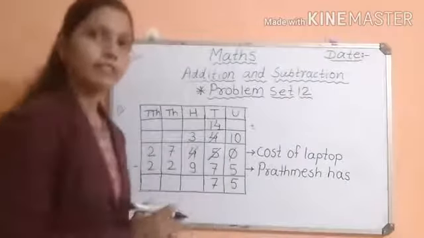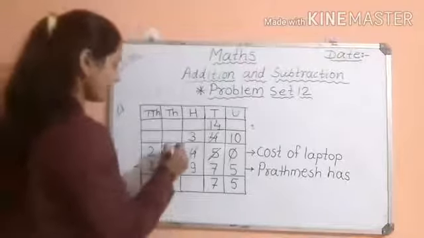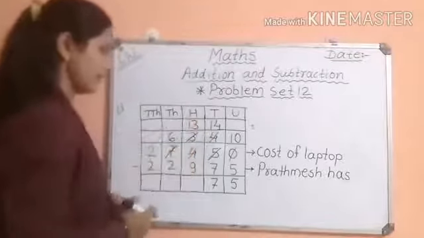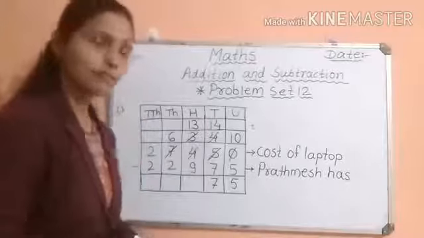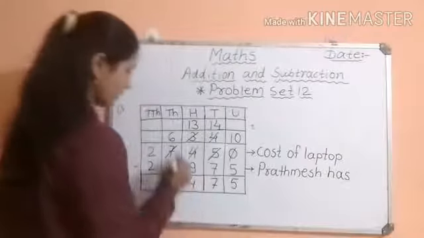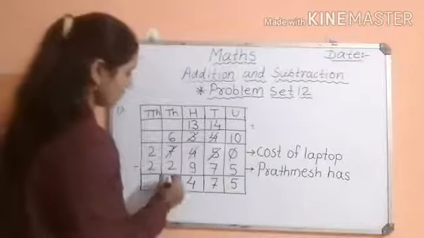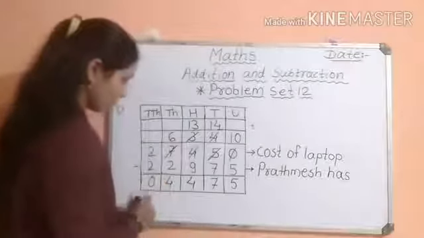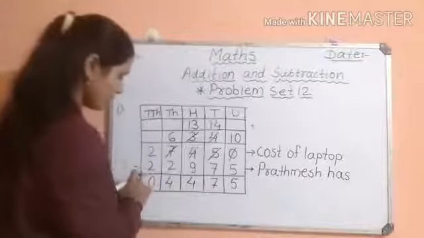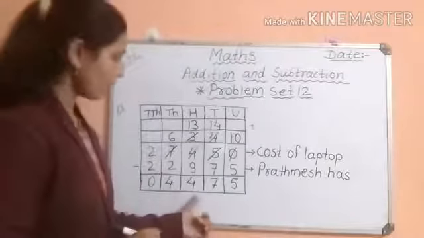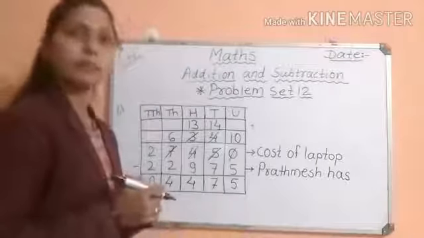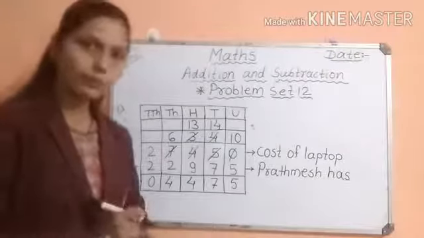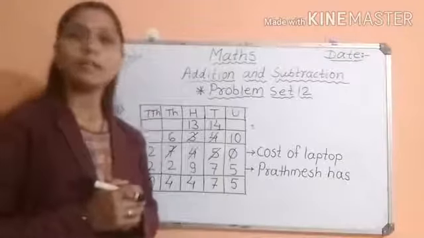3 minus 9, can we subtract? No. So again we should take one borrow from the next number. Here will come 13. 13 minus 9? Yes, 4. 6 minus 2? 4 again. 2 minus 2? 0. What is the answer here? 4,475 rupees. 4,475 is the amount required to buy the laptop.